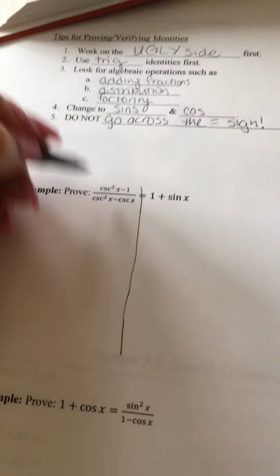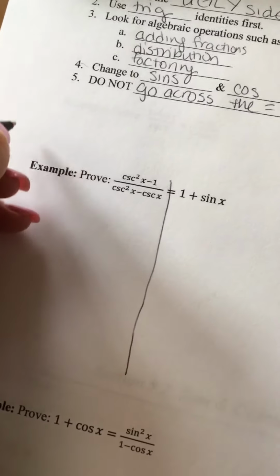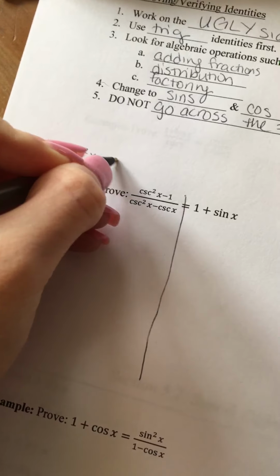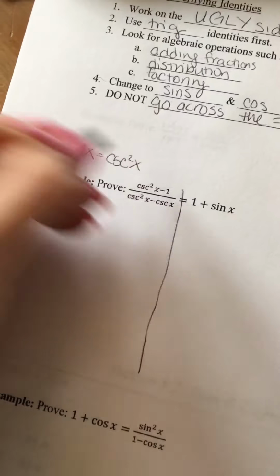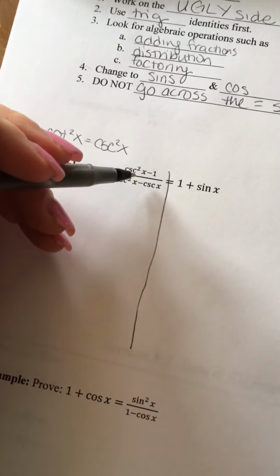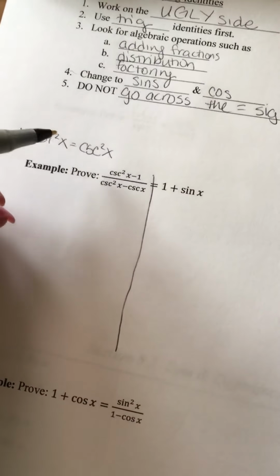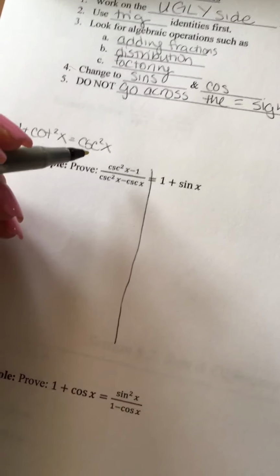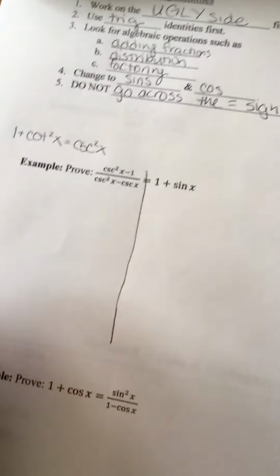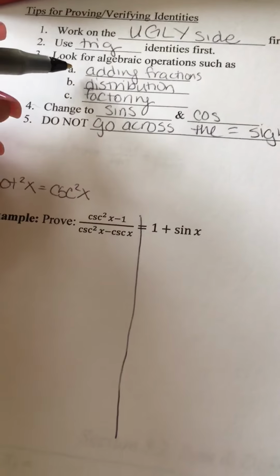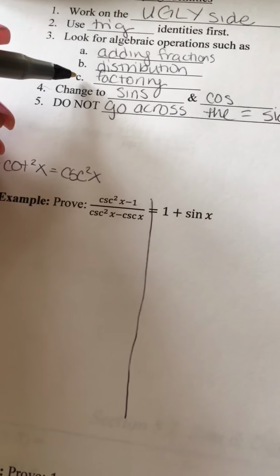What I do see is we could use a trig identity with cosecant. We could use 1 plus cotangent squared of x is equal to cosecant squared of x. That would work. We could say cosecant squared of x minus 1 is cotangent squared of x. 100% totally okay. I just don't know if that's going to be useful. You could try it, see if it works, but I have a better idea. I'm going to look at my algebraic operations, and I am going to factor.